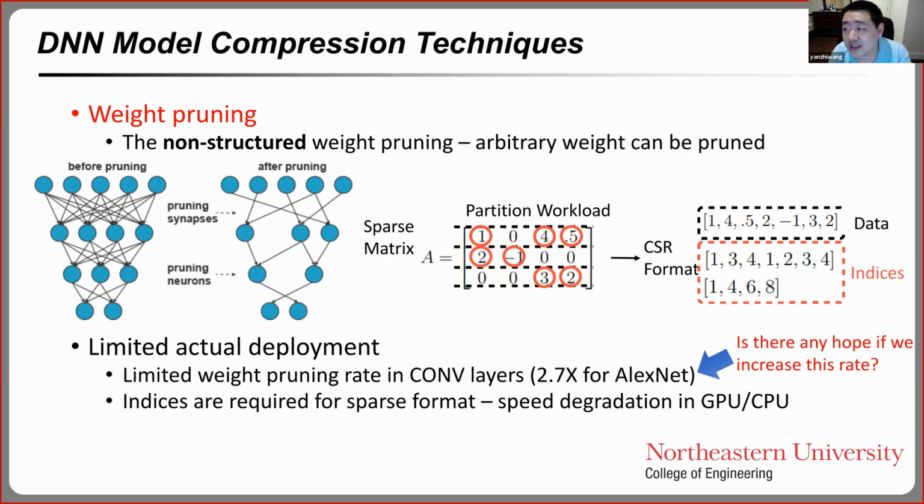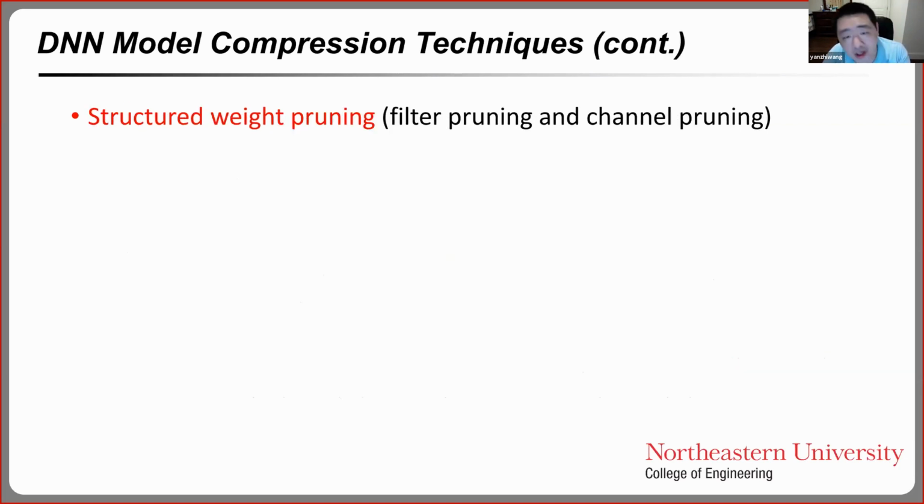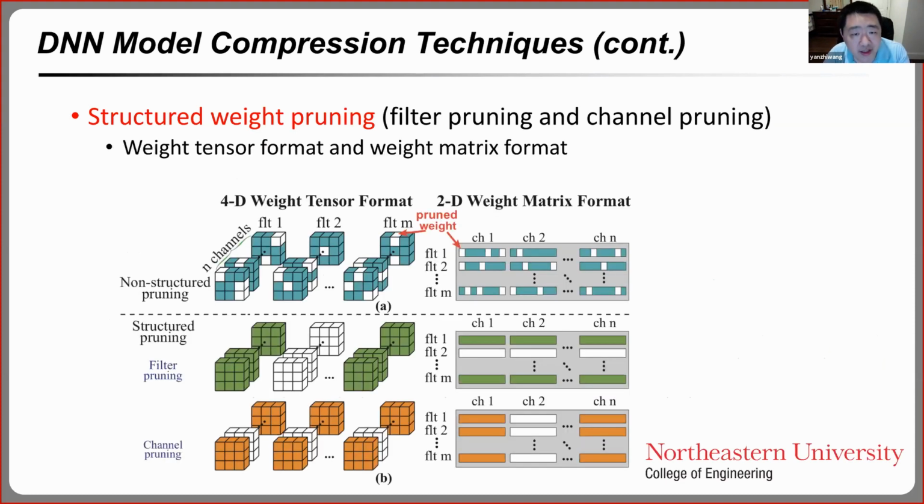So this is the reason that people are more focusing on the so-called structured weight pruning. Structured weight pruning includes filter pruning and channel pruning. A neural network layer, a convolutional layer for example, can have a weight tensor format, as we can see from the left, or it can have a weight matrix format, as we can see from the right. Transforming the weight tensor format to the weight matrix format is called general matrix multiplication.